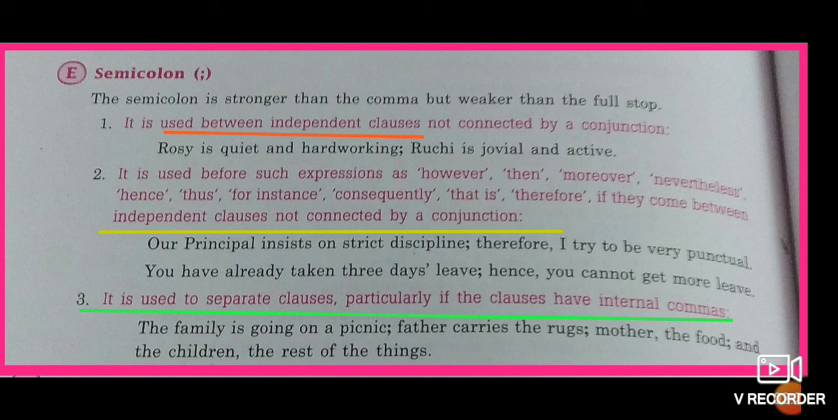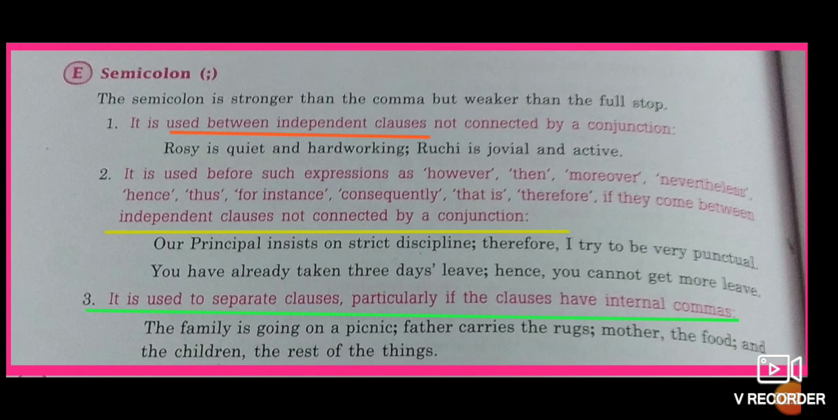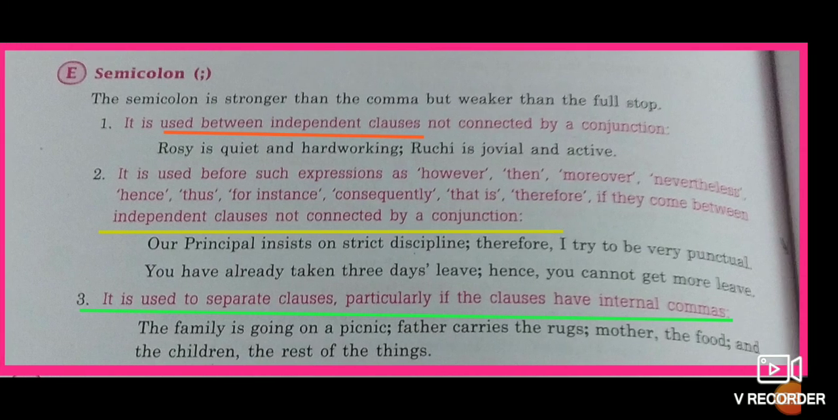Next use of semicolon is it is used to separate clauses, particularly if the clauses have internal commas. Like the family is going on a picnic, semicolon, we are taking a pause here. Father carries the rugs, another clause. Here we will put a semicolon. Mother, the food. In this clause, an internal comma is already given after the mother. So in such kind of sentences, to separate the clauses from each other, we will use a semicolon.